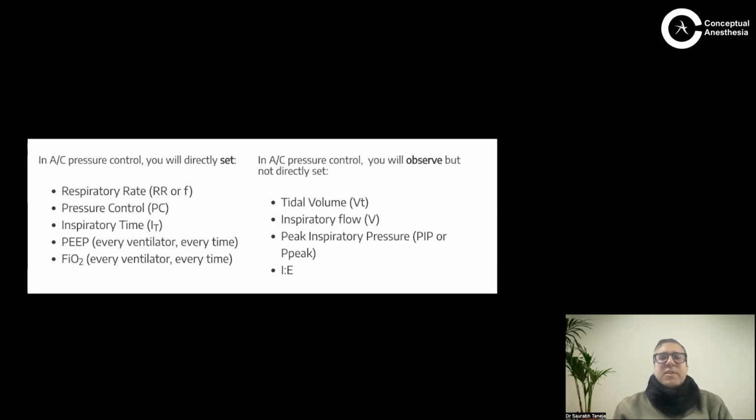So when you set a pressure control and you start ventilating a patient, always put alarms for tidal volume as well as monitor the tidal volumes. Suppose you see that the tidal volume is less, that is less than 6 to 8 ml per kg in a normal patient, then you have to increase the pressure control or see why the respiratory mechanics of the patient is not well. It can be a compliance issue, it can be a resistance issue. So hence you have to monitor the tidal volume, inspiratory flow, peak inspiratory pressures, and the IE ratio.